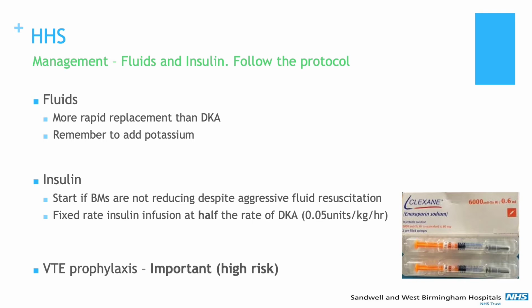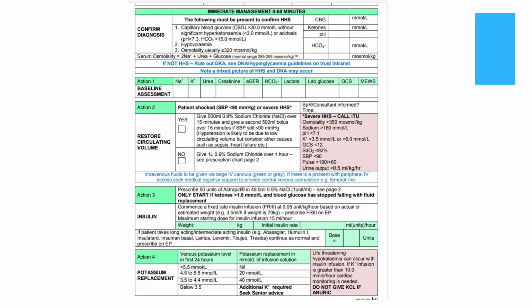So we don't start automatically with insulin in HHS. We start with fluids, we give quite aggressive replacement of fluids, and then if the BMs aren't reducing, then we start the insulin at half the rate. As with DKA, it's very important that we start VTE prophylaxis because their risk of clots is much, much higher than the general population. So this is an example of a HHS regime, but again, consult your independent trust.